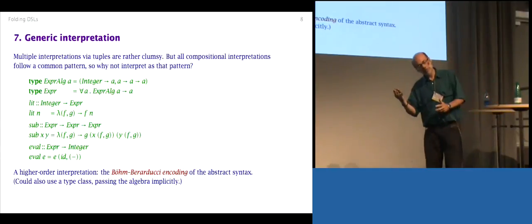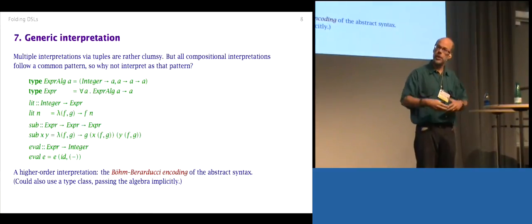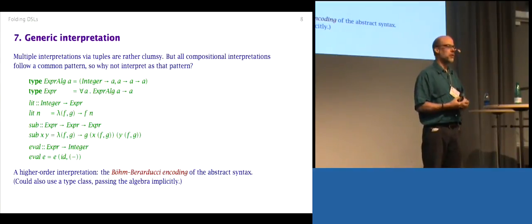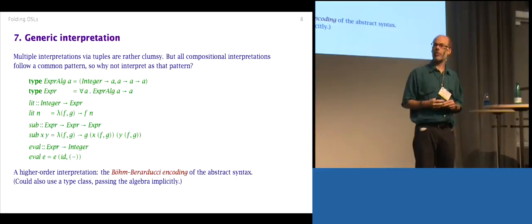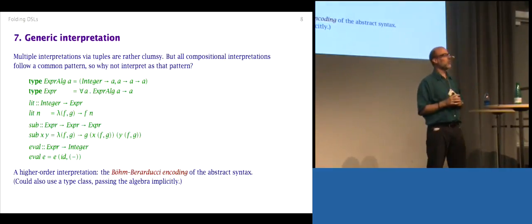So multiple interpretations again. We can interpret terms as pairs, but that's rather clunky. If you want 3 interpretations, it has to be a triple. If you want 10, it has to be a very wide tuple. If you don't know how many you want, you can't really do it as a tuple at all. What can we do about that? With a deep embedding, it's not a problem at all.